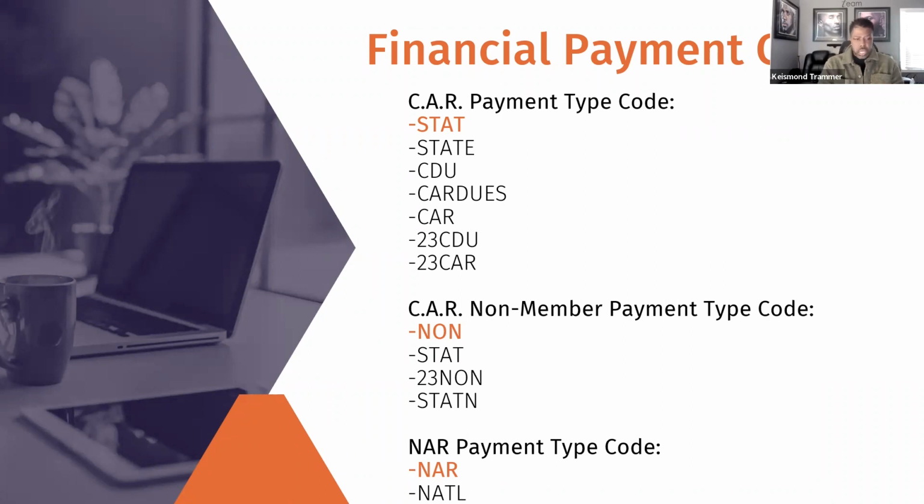NAR is actually looking at, when they build the associations, the count of active members in M1. And so that's how NAR will build the local associations. C.A.R. requires the associations to actually upload a financial record to M1, where NAR does not.